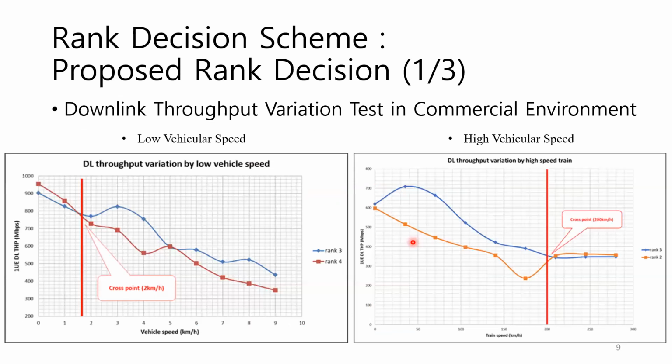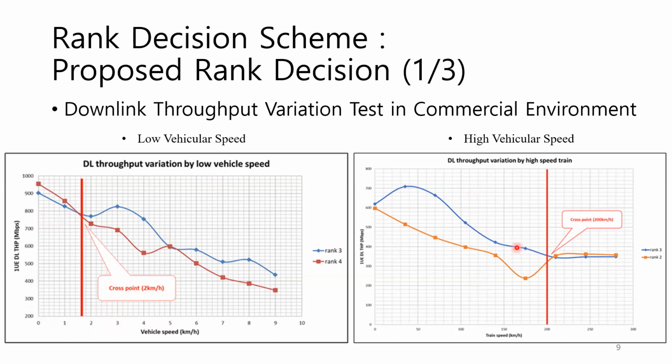This page shows field test results at low and high speed respectively. The left figure shows that the throughput of rank 3 is better than that of rank 4 in the case over 2 kilometers per hour. This axis is vehicular speed, and this axis is the downlink throughput.